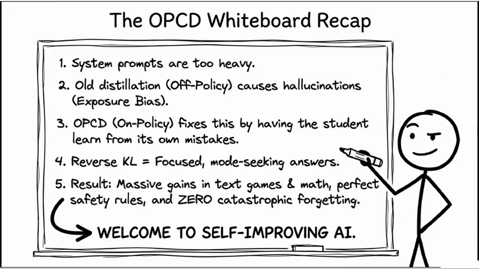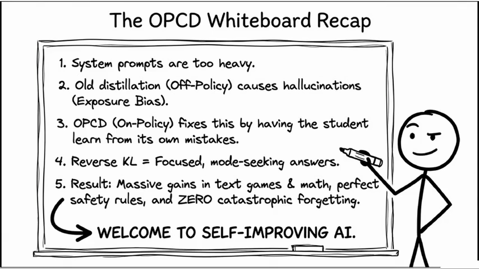So to recap the whiteboard. First, system prompts are too heavy. They are brittle, expensive, and they turn capability into pasted context. Second, old off-policy distillation can actually create hallucinations through exposure bias, because the student learns on data it will not generate at test time. Third, OPCD fixes that by going on policy. The student learns from its own trajectories and its own mistakes, while a frozen teacher keeps the learning signal stable, like we saw in that teacher-student versus self-distillation comparison.